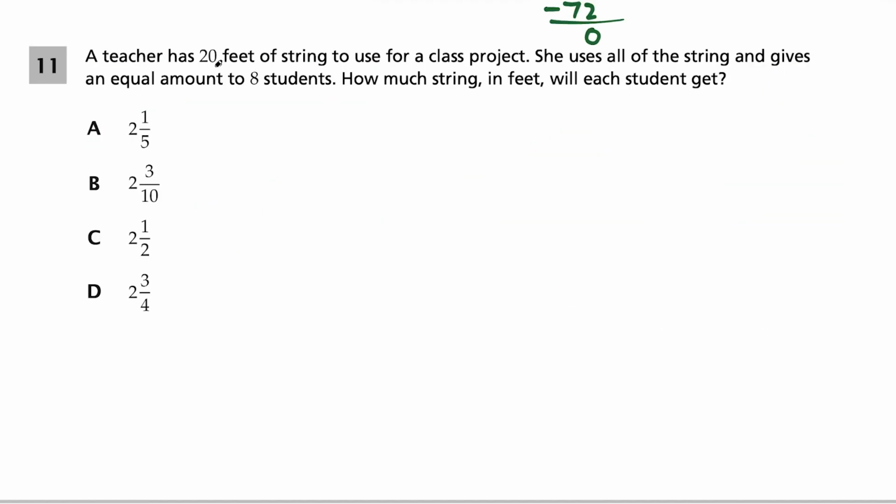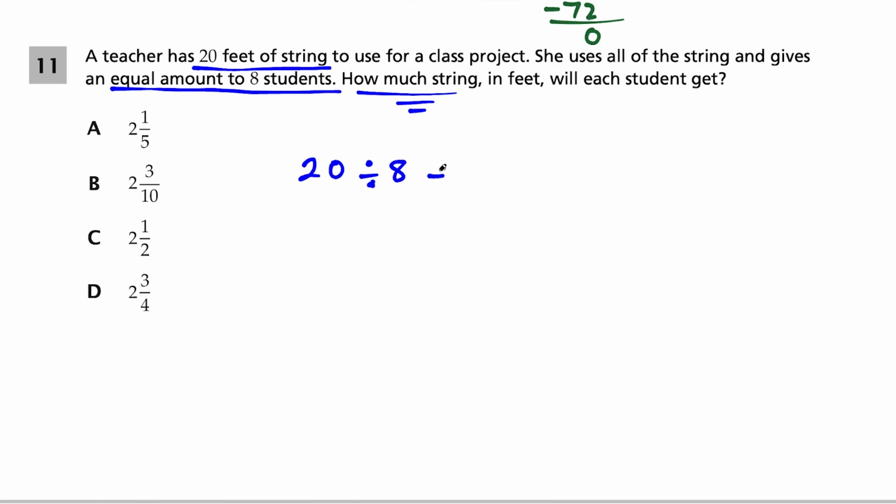Question 11, a teacher has 20 feet of string to use for a class project, and she uses all of the string and gives an equal amount to 8 students. How much string in feet will each student get? So if the teacher has 20 feet of string, and she's going to share it equally amongst 8 students, we're going to do 20 divided by 8. Okay, 20 divided by 8.